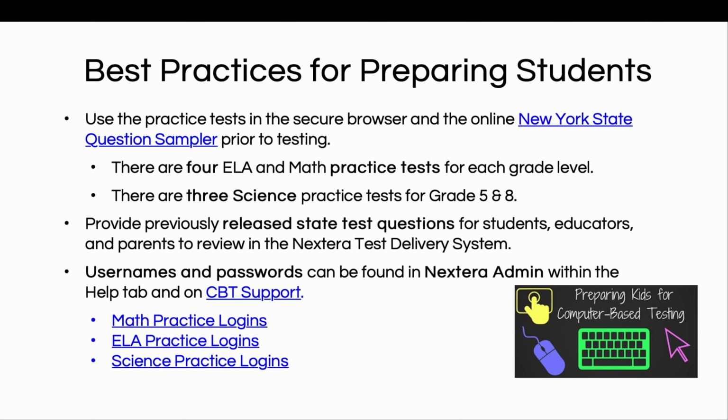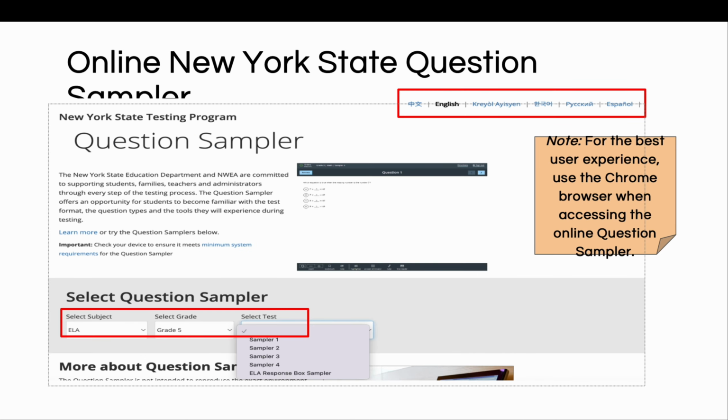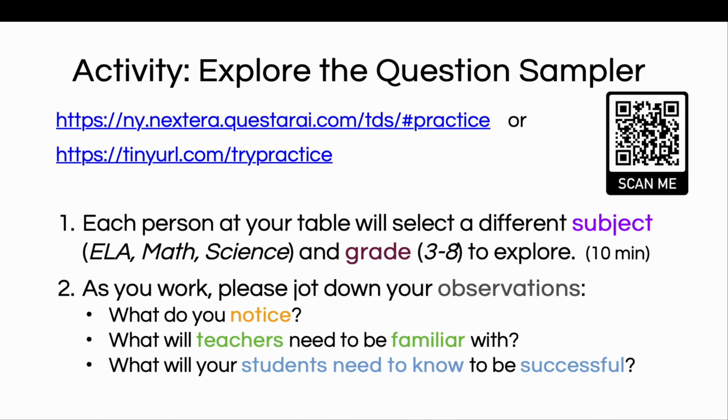Best practices for preparing students: they have the New York State question sampler. There are 4 ELA and math practice tests for each grade level, and 3 science practice tests online. This is what it kind of looks like. I'm just going to go through this pretty quickly because we don't really need this just yet.